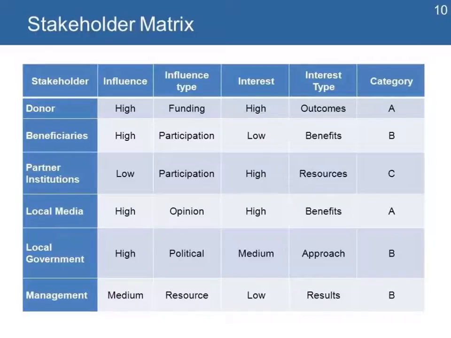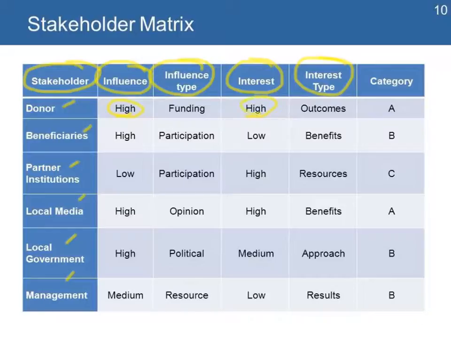So we use this simple matrix where we identify the stakeholders. We list all the stakeholders in the project. Then for each one of those, we have a ranking of the level of influence from high, medium, low, and the type of influence. We also rank them by the level of interest in the project and the type of interest. Based on that information, depending on the results, we are able to place them in the corresponding group. And we do that for every stakeholder that we identify in the team.